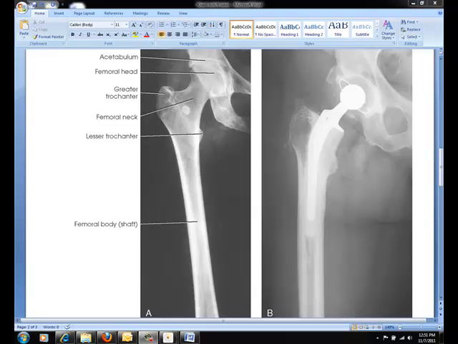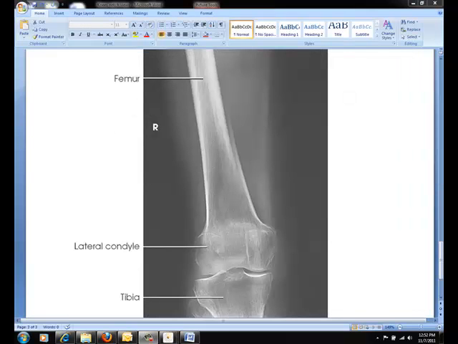And any time an orthopedic appliance is present, it should be seen in its entirety, as is seen in image B. When examining the distal femur, the entire knee joint should be visible, and the knee should show no rotation.